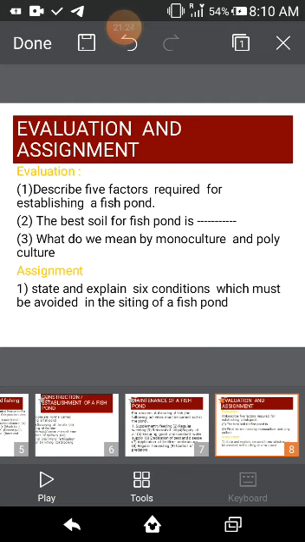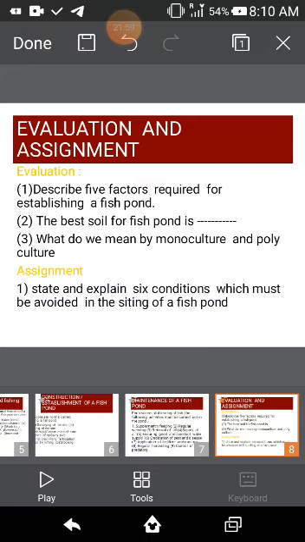Then what do we mean by monoculture and polyculture? Here in monoculture and polyculture, we are talking about fish stocking. Remember that when you stock only one species of fish in the pond, it is called monoculture. And when you stock 2 or 3 different species of fish that have the same habitat and the same growing rate, it is what we call polyculture.